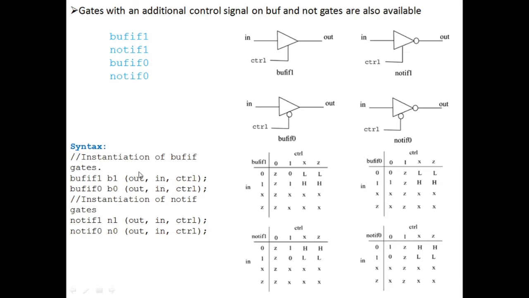So these are the instantiations of the two-input buffer gates or not gates, which is nothing but an additional control signal along with one input. So bufif1 with instance name b1, bufif0 with instance name b0. Whenever you are writing a structural abstraction, it is always advisable to mention the output port first, followed by the input ports. Similarly for notif1 and notif0.